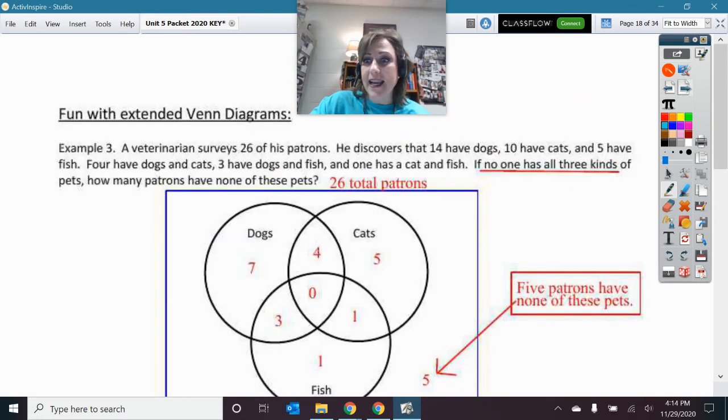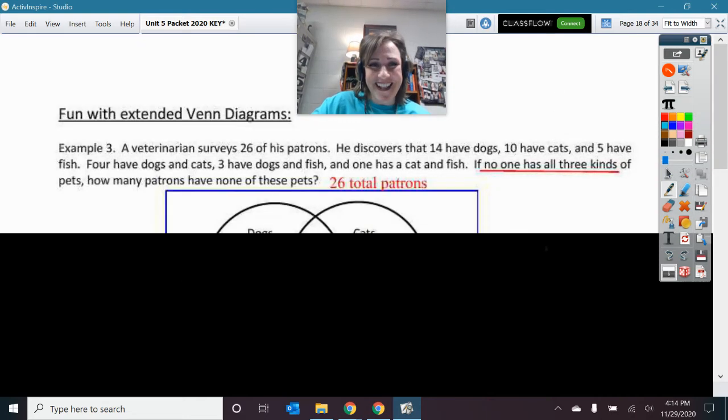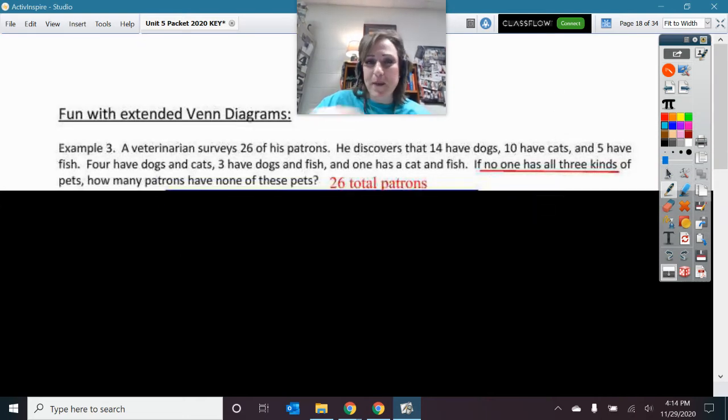All right, now this is fun. I like these. This kind of reminds me of, have you ever played those table ones where they give you different clues and you have to figure out who all had what particular thing? Venn diagrams that give us these totals kind of do that.